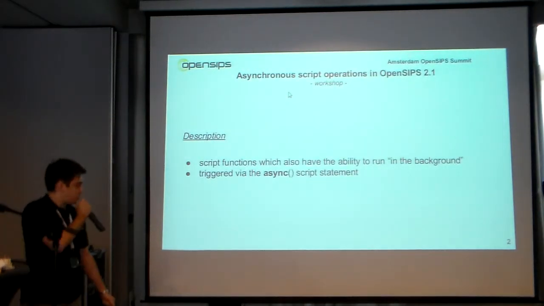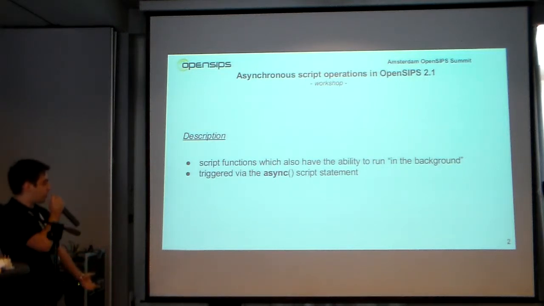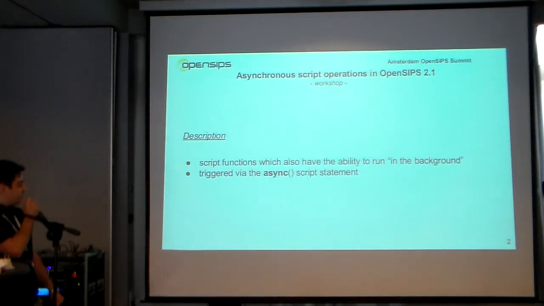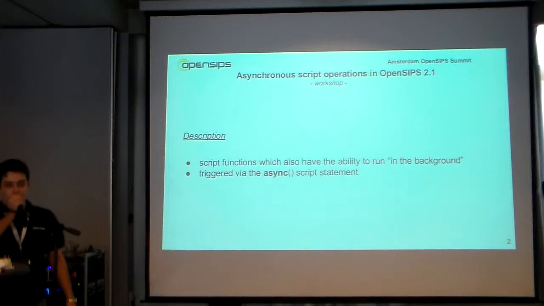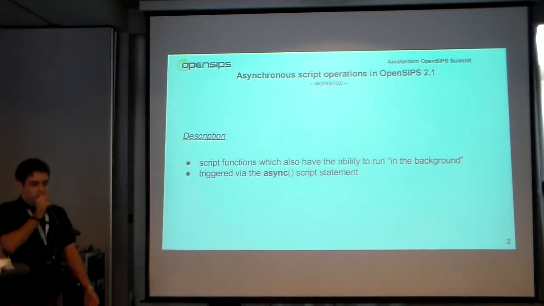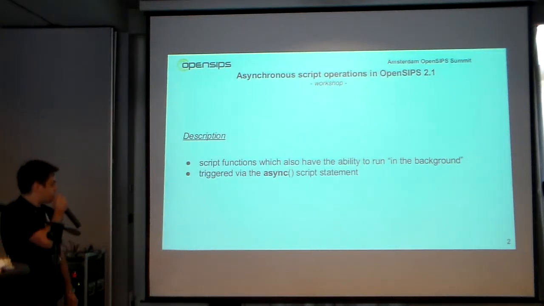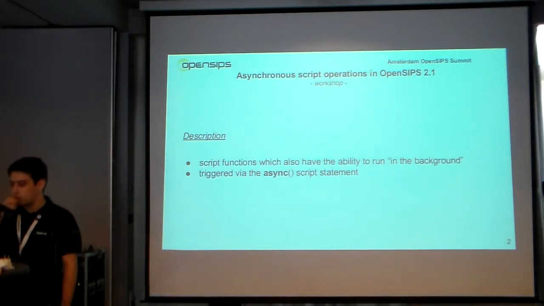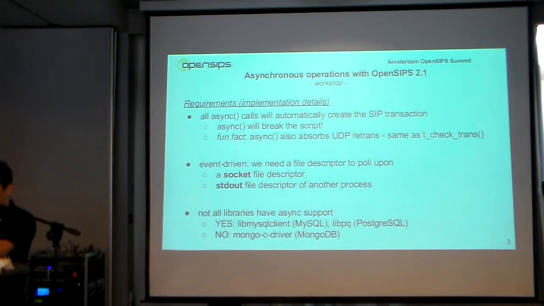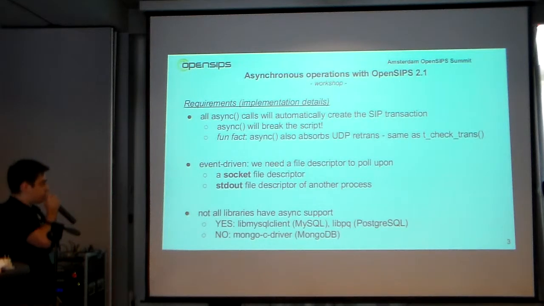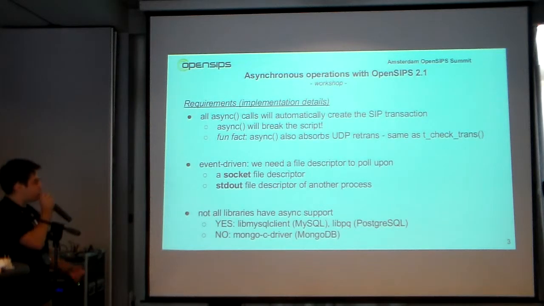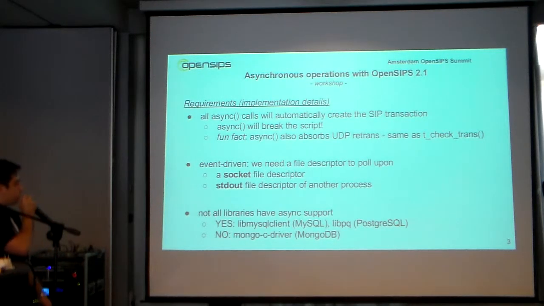As we can see, asynchronous refers to nothing more than having jobs run in the background while your processes or active workers are simply able to keep working and process incoming traffic. In OpenSIPS, we allow you to trigger such functions using a dedicated script statement. I'm going to go a bit over the implementation details and the requirements for functions to be able to be implemented in the asynchronous mode.